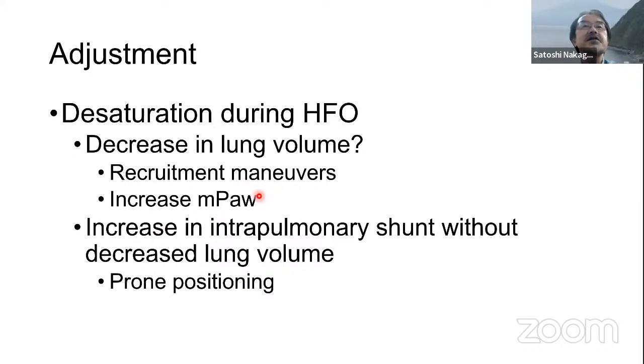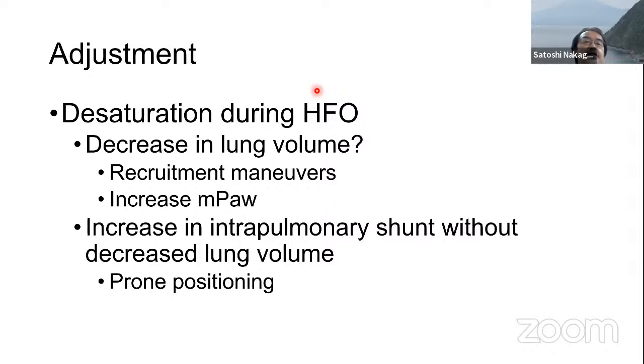Let's discuss the adjustment. If you encounter desaturation during the high-frequency oscillation, you may consider 2 lung conditions. Number 1 is a decrease in lung volume. Number 2, an increase in the intrapulmonary shunt without decreased lung volume. So in the condition of decreased lung volume, you have to increase lung volume, either by applying recruitment maneuvers or increasing mean pressure.